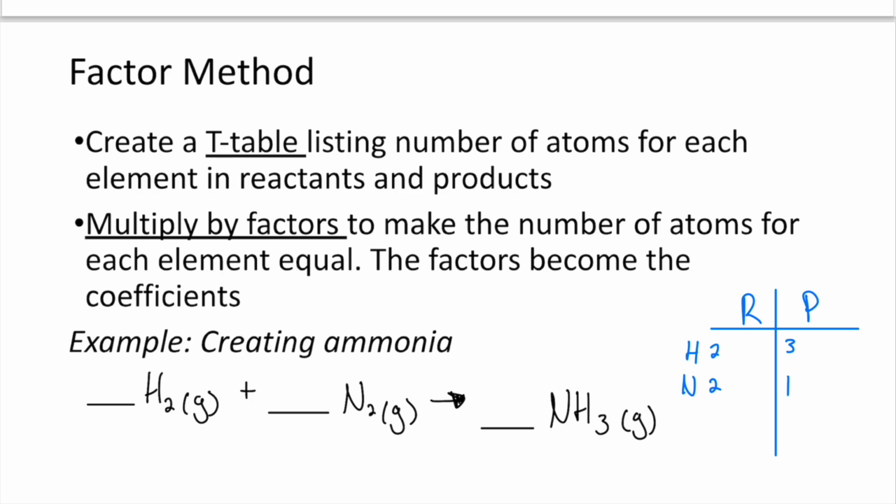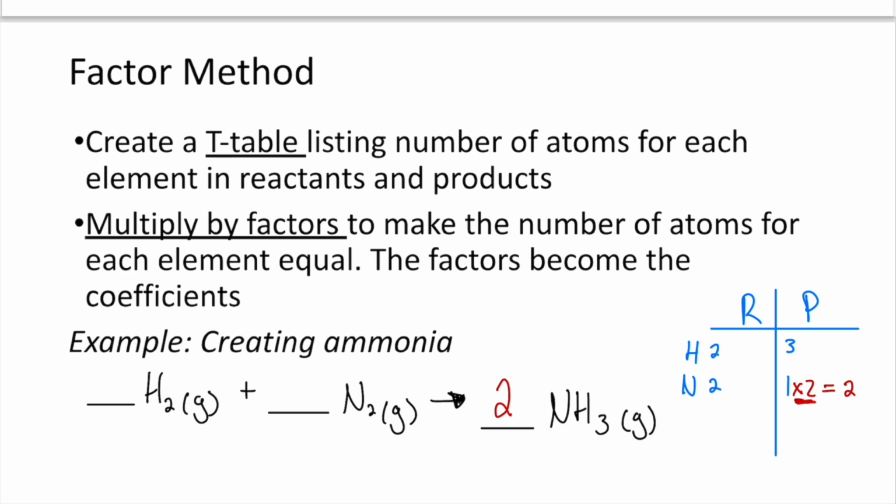Anytime you're using the factor method, I highly recommend that you balance everything that's not hydrogen and oxygen first. Always leave hydrogen and oxygen for last. It just makes it a little bit easier in your process a lot of times. So in this case, I only have 1 nitrogen in the products, but I've got 2 in the reactants. If I multiply by 2 in the products, that will give me 2 nitrogen. Multiplying by 2 in the products means a coefficient of 2. What you multiply by is the coefficient.